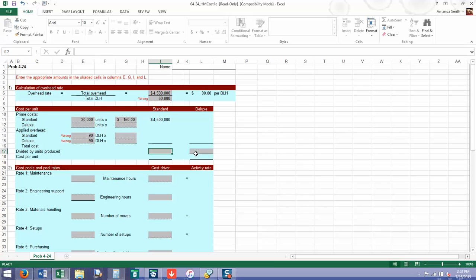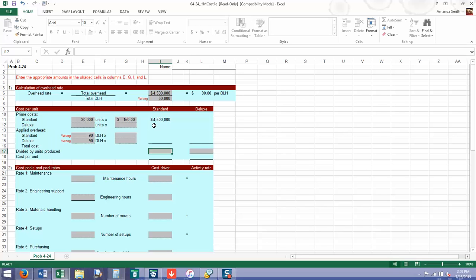And then when it comes to units produced, it should give you the information for that, I believe. But you're just going to divide it by the number of units actually produced. And the next information is you're just going to take what we're given in the book.